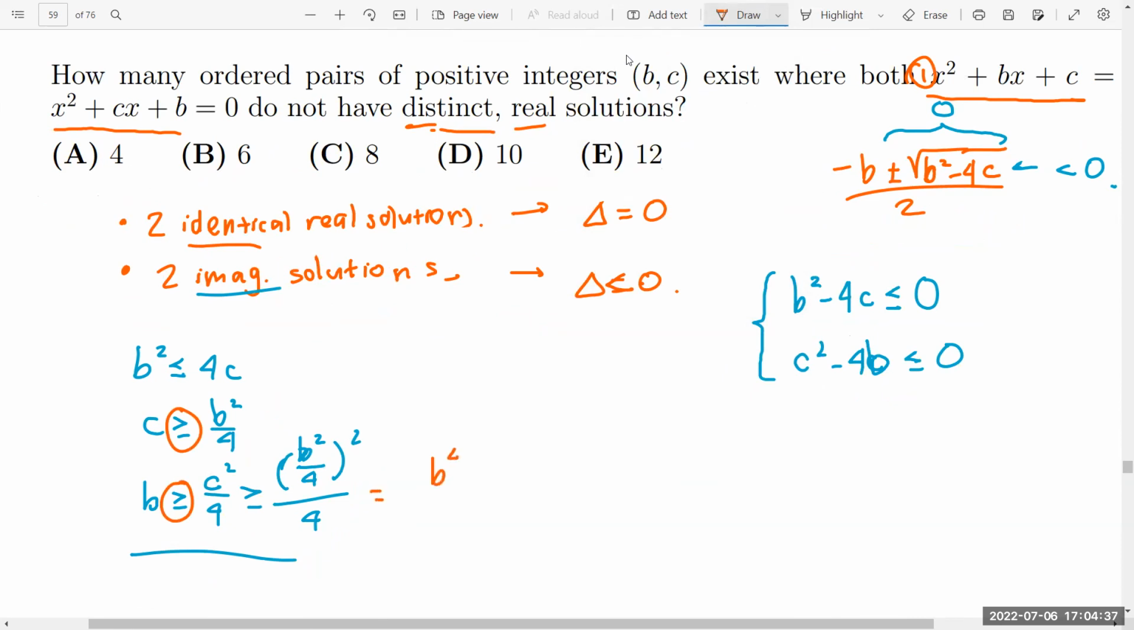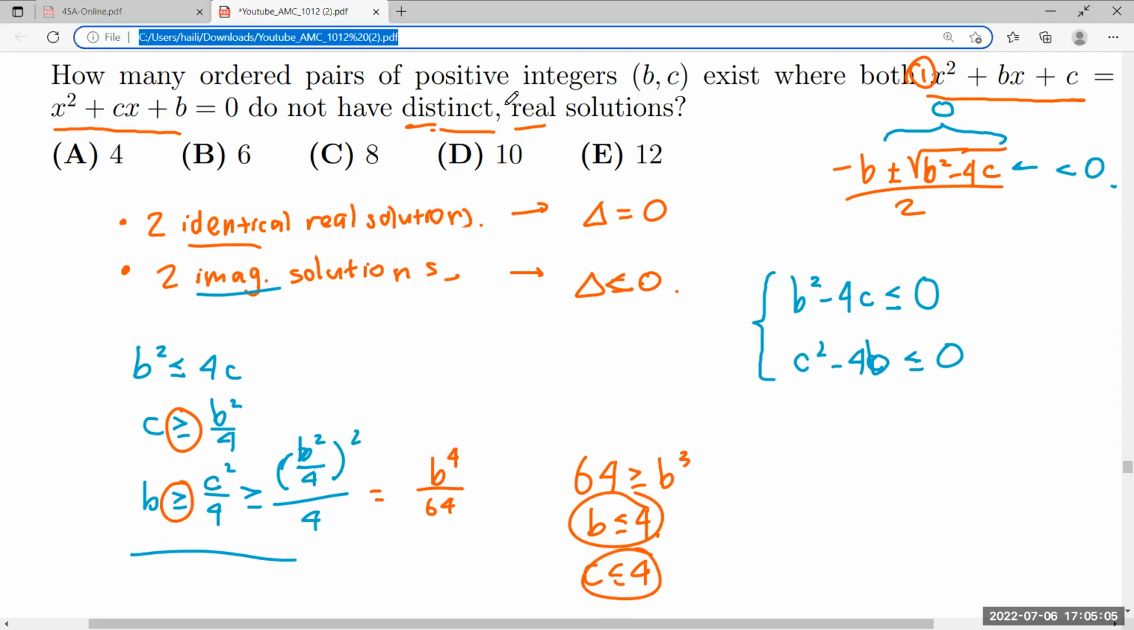Anyway, this gives us b to the 4 over 64. So since b is a positive integer, we can divide by b and multiply by 64. And we get that 64 is greater than or equal to b cubed, or b is less than or equal to 4 in this case, right? So I kind of just flipped them, but I made sure to keep the inequality sign in the correct direction at all times. So we get that b is less than or equal to 4, which also means c is less than or equal to 4.